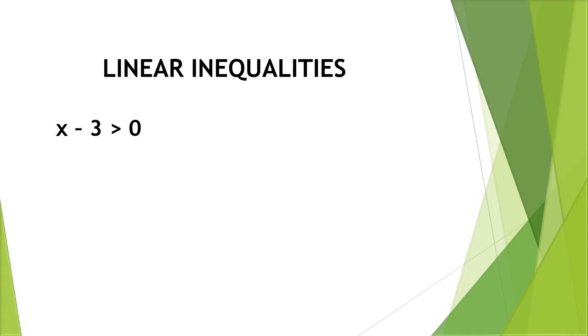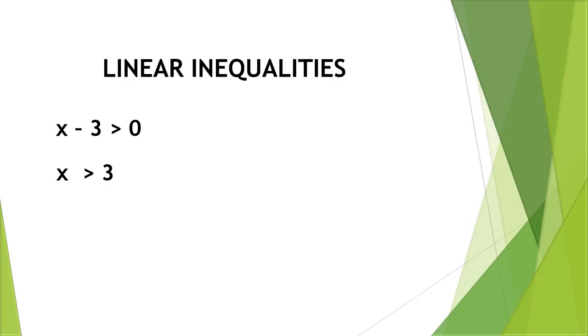Now, in this example, x minus 3 greater than 0, to simplify this inequality, we're going to apply the addition property of inequality, and that is by adding 3 to both members of the inequality. So we have x minus 3 plus 3 greater than 0 plus 3. So the answer is x is greater than 3. Now the question is, what are the solutions of the inequality?